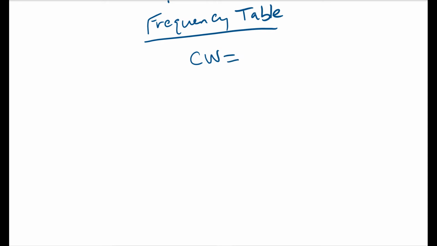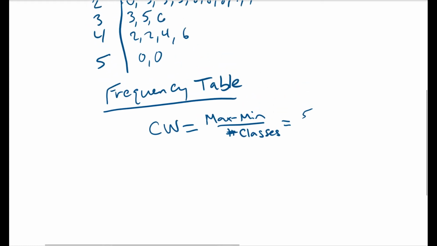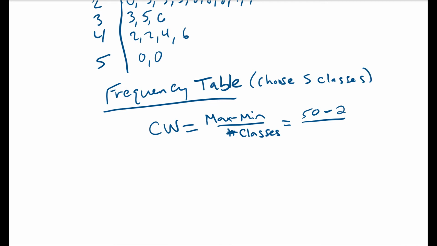So our class width is equal to our range, so our maximum minus minimum, divided by the number of classes. Our maximum here is 50. That's the biggest number, right? And our smallest number was 2, divided by the number of classes. You get to choose this, and in this problem it says to choose 5 classes. In that case, you're going to divide by 5 here.